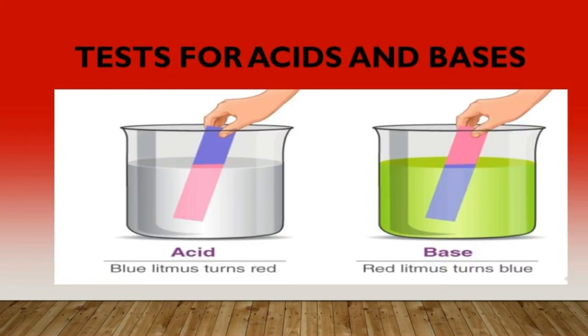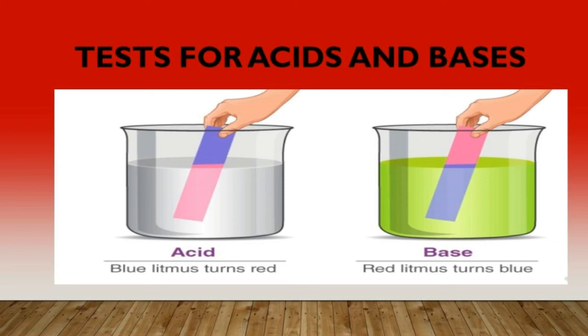Test for acids and bases. Test with a litmus paper. An acid turns blue litmus paper into red. Whereas in a base, the red litmus paper turns into blue color. For example, you can see the picture.